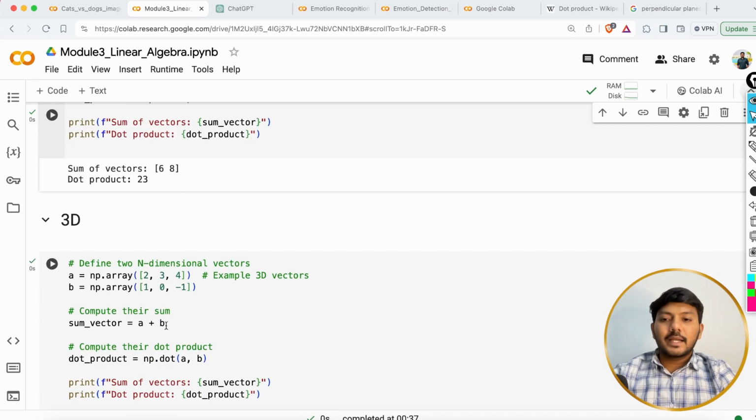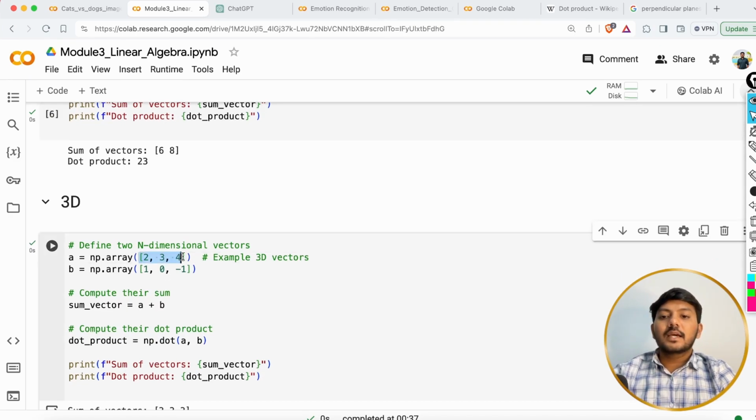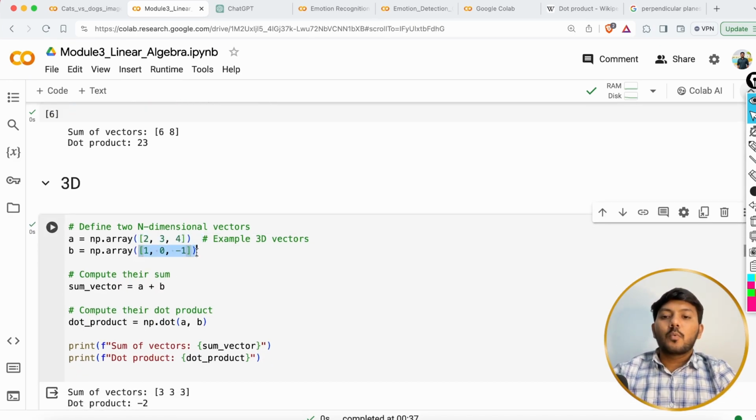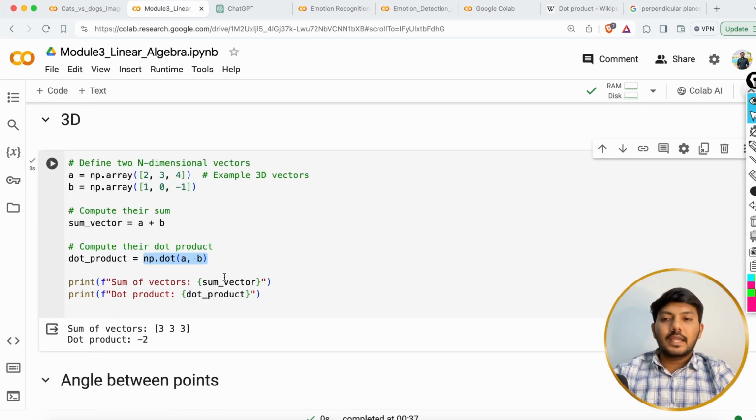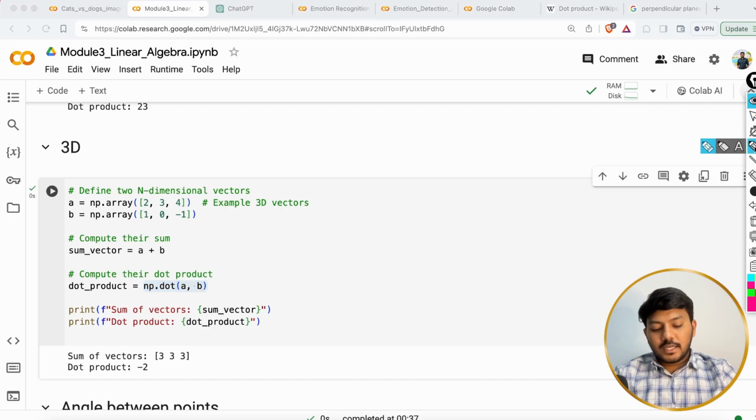Now I can replicate the same in 3D as well. Here I am giving the points 2 3 4 and 1 0 minus 1, and I can do the same thing, A plus B and np dot dot A comma B. Now let's understand this logically, and then let's see the results. A plus B is basically the sum of all of these, right? We have 3 comma 3 comma 3, because we sum like this.